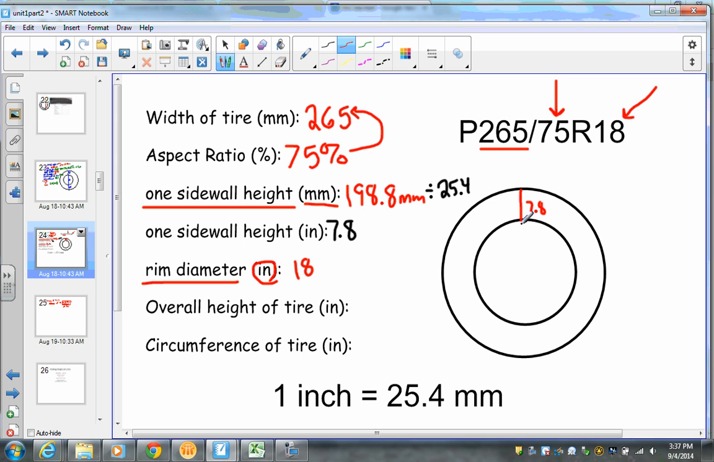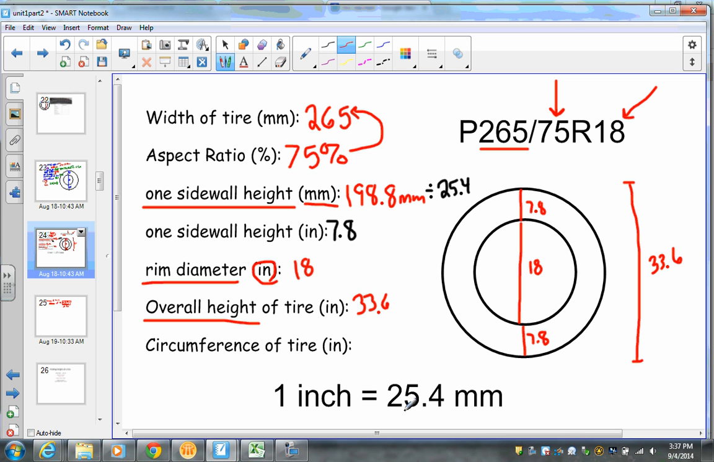My rim height from here to here is 18 inches. But if you notice the overall height of the tire, that's everything from the top of the tire all the way down to the ground. Please remember, you still have one more sidewall height to figure out, and of course it's going to be 7.8. When I add all of this up, I get an overall height of 33, we'll just say 6 inches. So from top all the way to bottom is 33.6 inches.